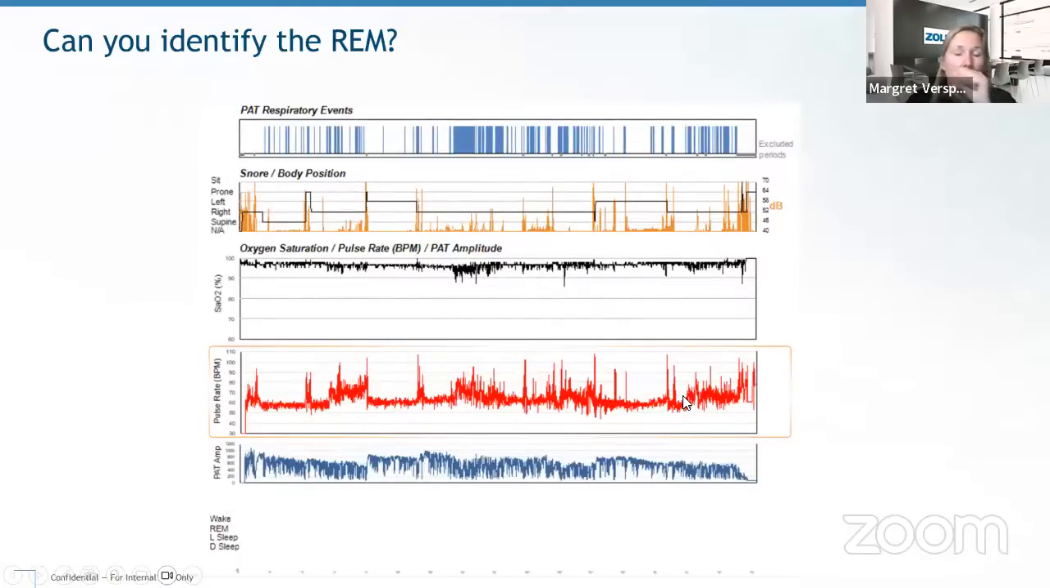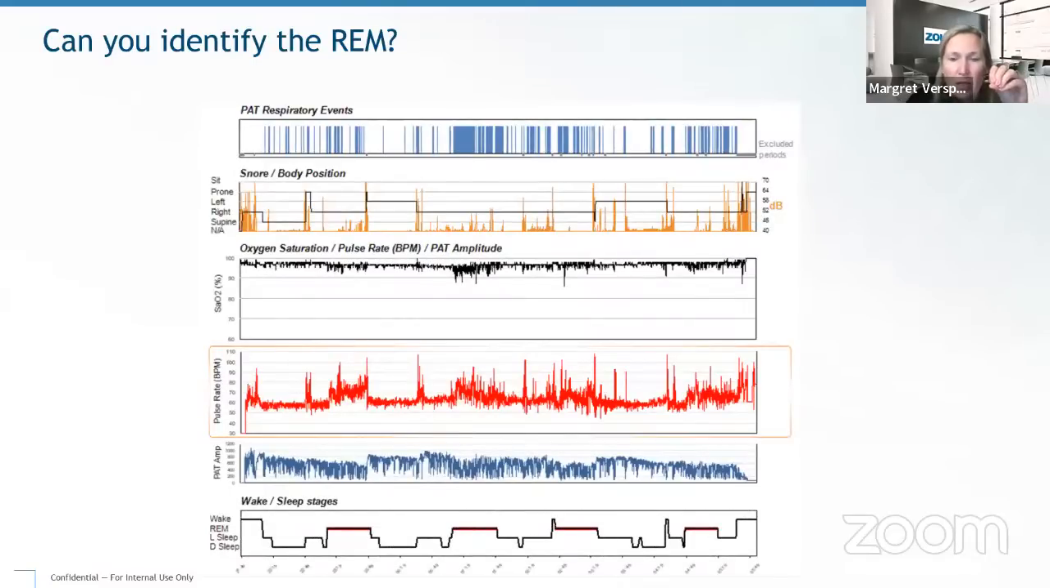So when we look at this, without having the hypnogram, the sleep staging, we can actually define the REM stages only based on these trend graphs, based on PAT amplitude, pulse rate, and also the irregularity in saturation. Here are the REM stages. There are 4. In the periods with the increased heart rate and heart rate variability, we see that the algorithm detects REM stages. This is specific for REM sleep.